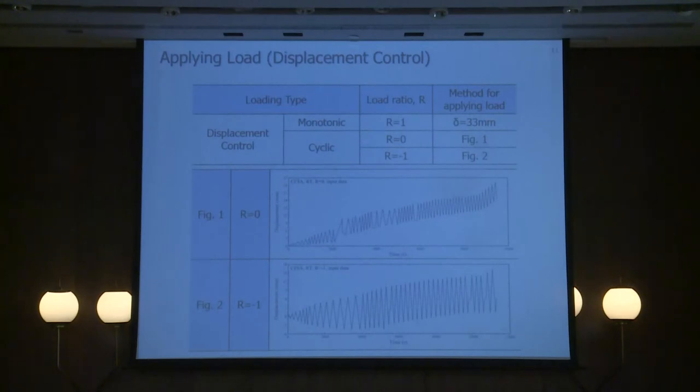And this page shows how to apply the load. As I mentioned, the load applied is exactly the same as the original test data. For the monotonic loading condition, a monotonically increasing displacement was applied, and for the cyclic loading condition, for the load ratio of R equals zero, the displacement shown in figure one is applied, and for the load ratio of R equals minus one, the displacement of figure two is applied.